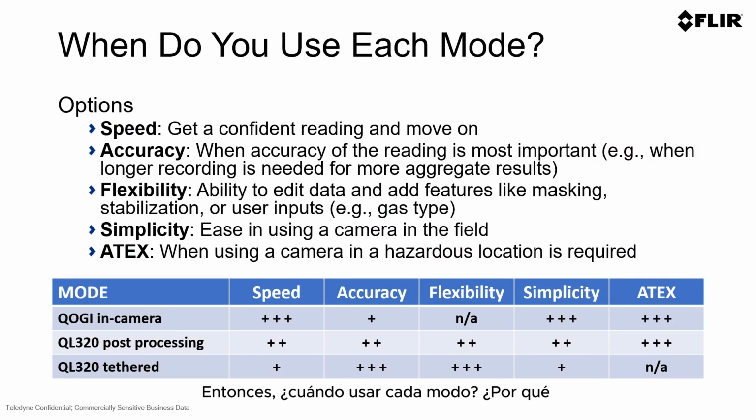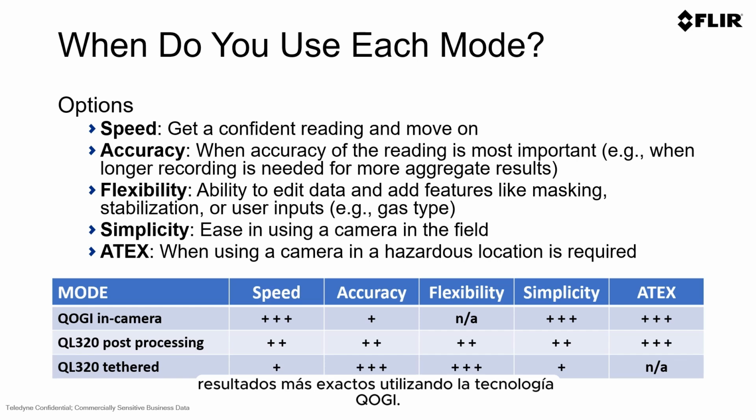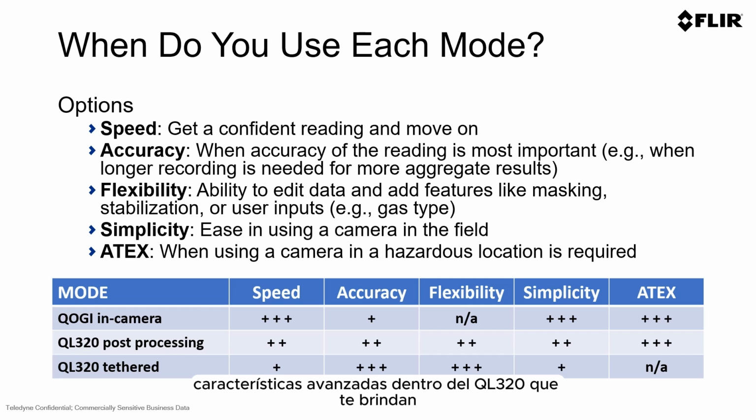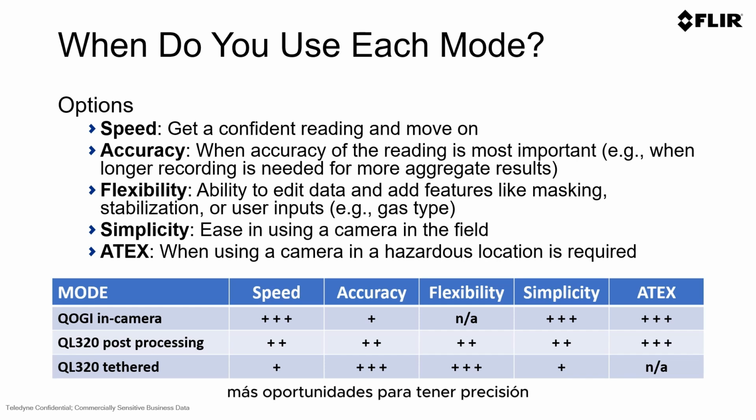So when do you use each mode? Why would we still have a QL320 if we have quantification in camera? There are scenarios where a QL320 gives you some advantage. One of those is accuracy. You may want the most accurate results, and you need a longer recording to be able to get the most accurate results using a QOGI technology. You may also have flexibility needs. In that case, you may need to use the masking feature or other advanced features within the QL320 that give you more opportunities to have accuracy within your QOGI technology.